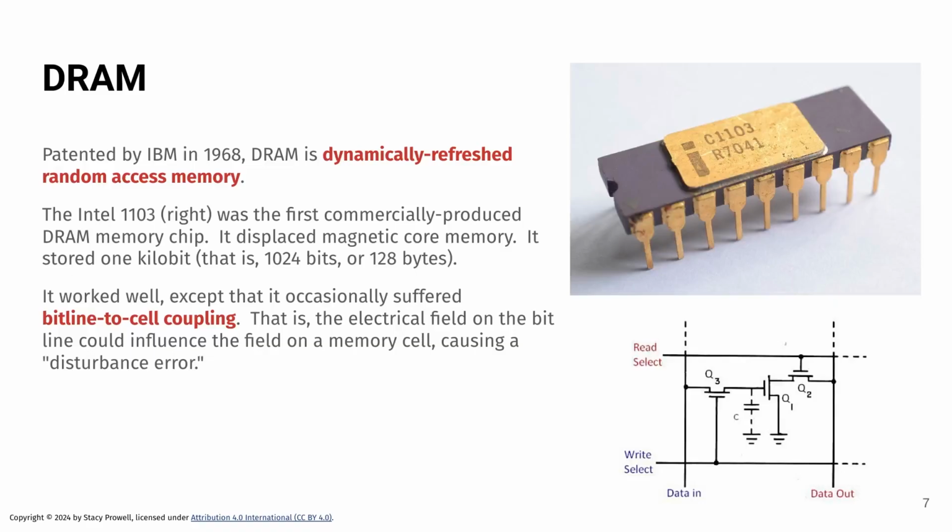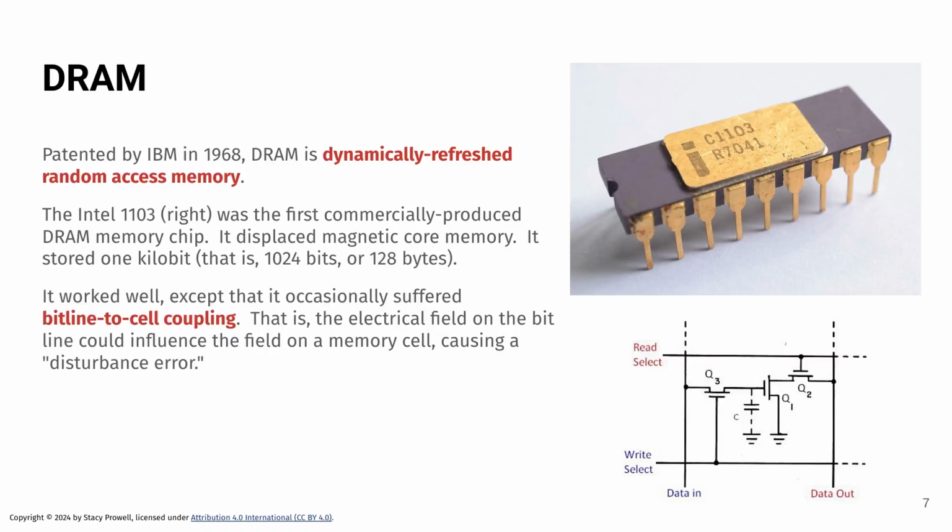So let's think for a minute about DRAM. IBM patented DRAM in 1968, so DRAM and I are the same age. It's dynamically refreshed random access memory. And over on the right, you see a picture of the Intel 1103, the first commercially produced DRAM memory chip. Dennard is often given credit for a lot of these advances, but Toshiba and others should probably get some credit as well. So that chip over on the right stored about 1 kilobit, that is 1024 bits, or about 128 bytes. Well, exactly 128 bytes, sorry.